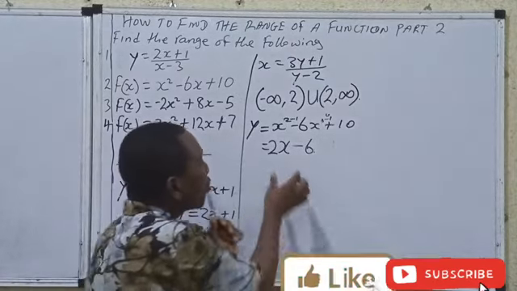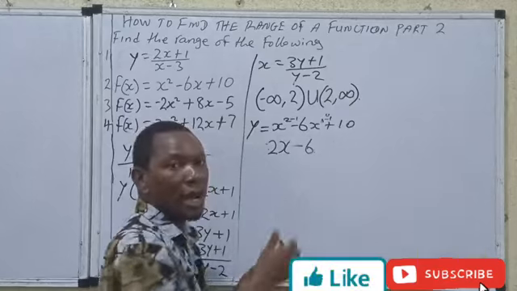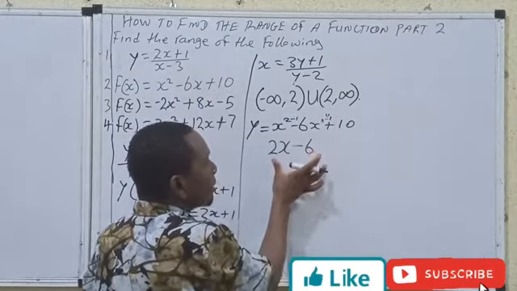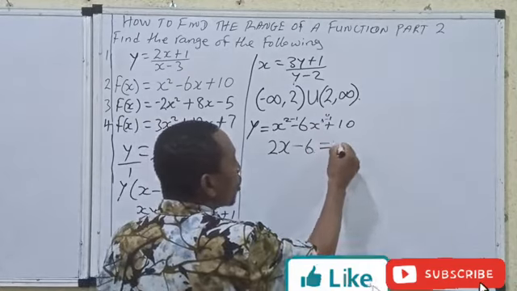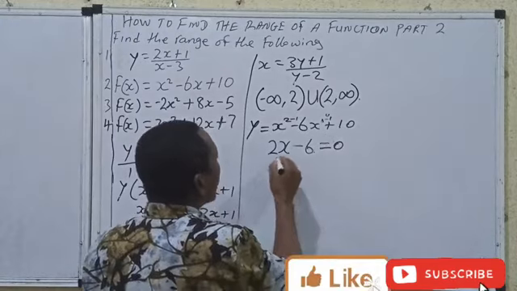I'll tell you how to do that. Just equate whatever you get as a differentiation to 0 and look for what? X. So first you differentiate, you get this. The answer you got, put it equal to 0. Then look for x.